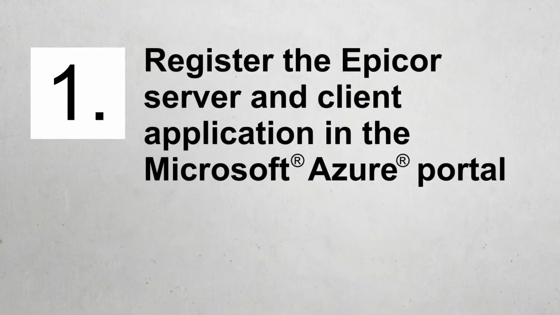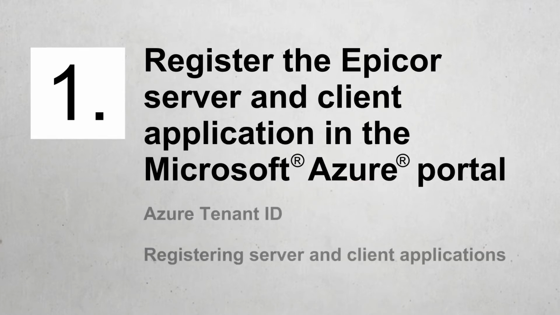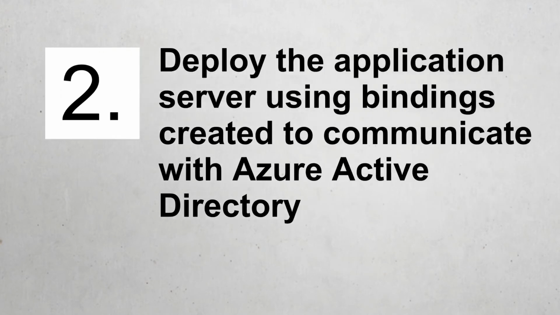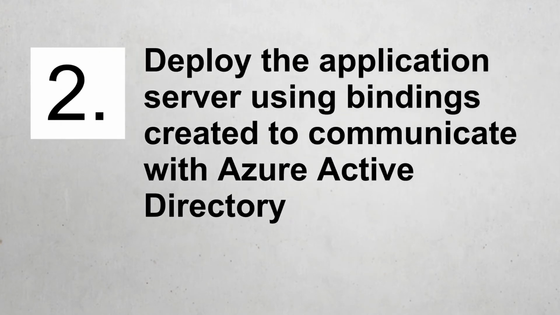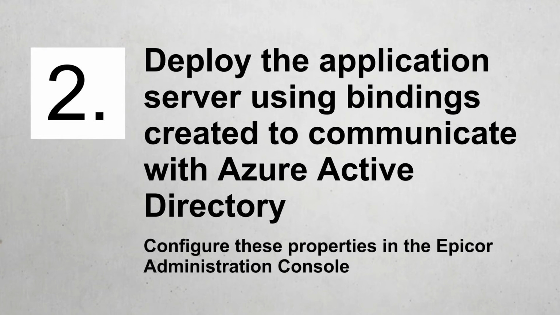During the first stage, register the Epicor server and client application in Microsoft Azure portal. This includes creating your Azure Tenant ID and registering server and client applications. In Stage 2, deploy the application server using bindings created to communicate with Azure Active Directory. Configure these properties in the Epicor Administration Console.